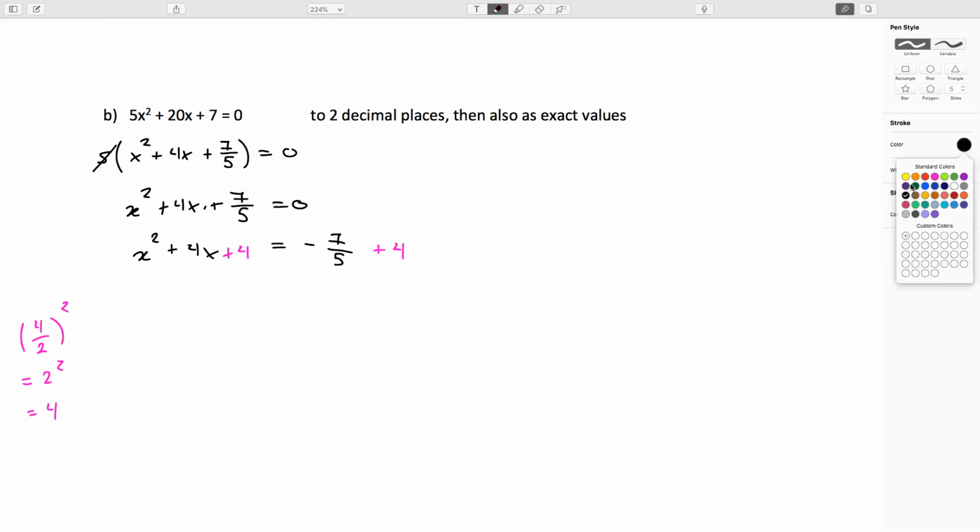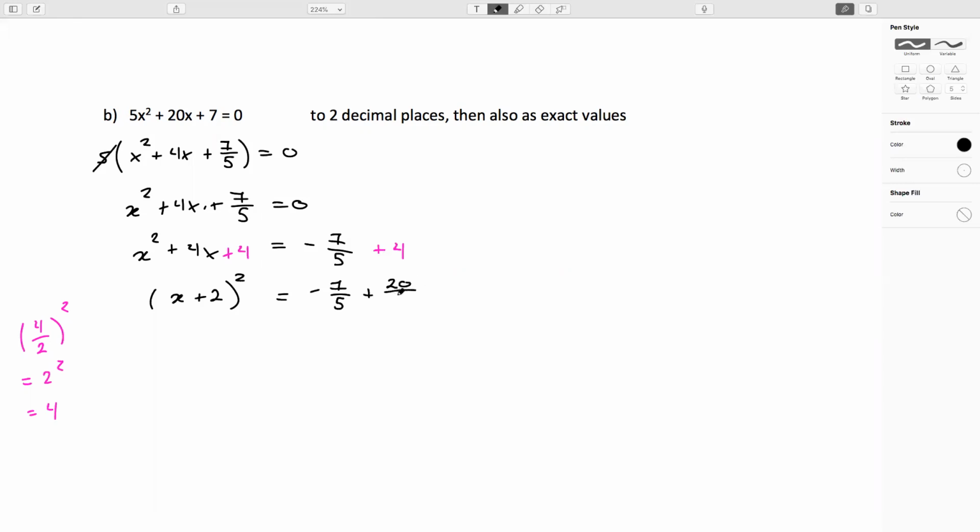Now, the left-hand side of the equation is a perfect square trinomial. This is going to factor into x plus 2. And I know that because 2 times 2 is 4, and 2x plus 2x is 4. The right-hand side is going to have to be left as a bit of a fraction for the time being. So we've got to join these fractions together. Minus 7 over 5. And then 4 needs to be written with a denominator of 5. I can write it as 20 over 5.